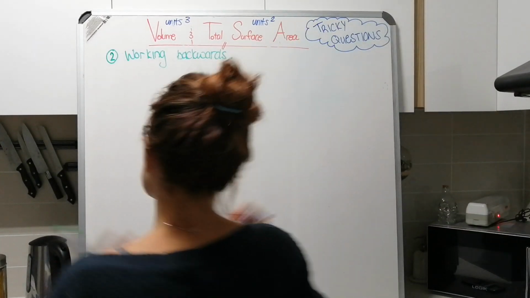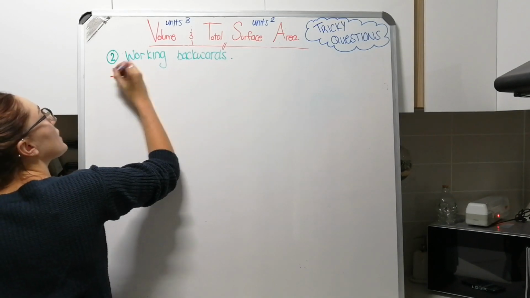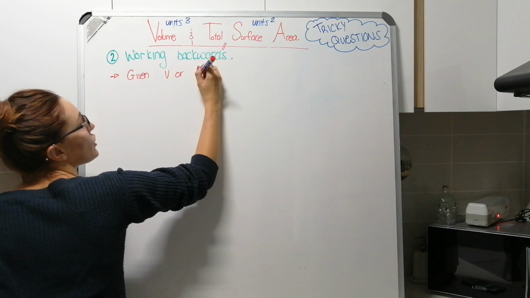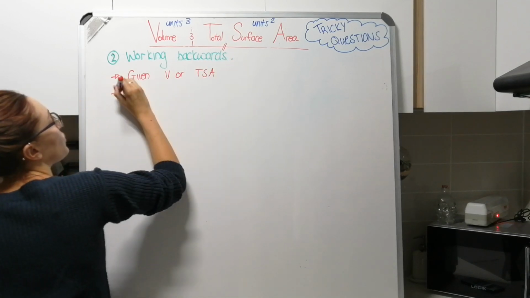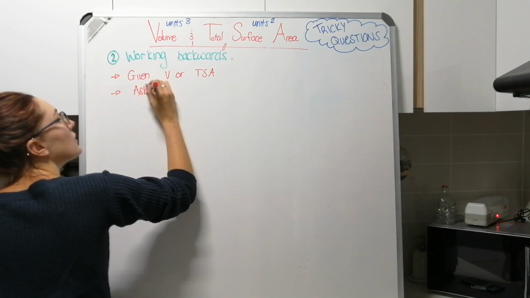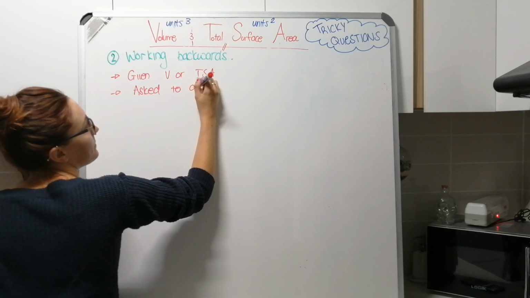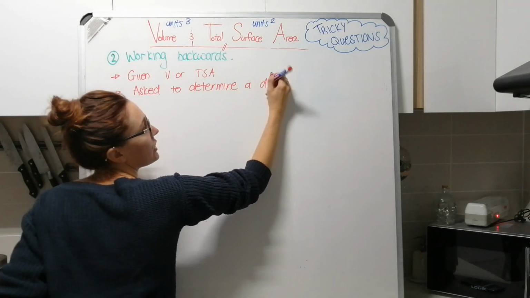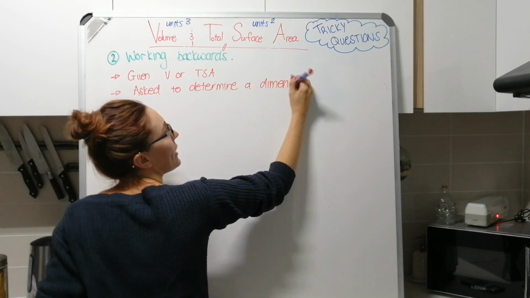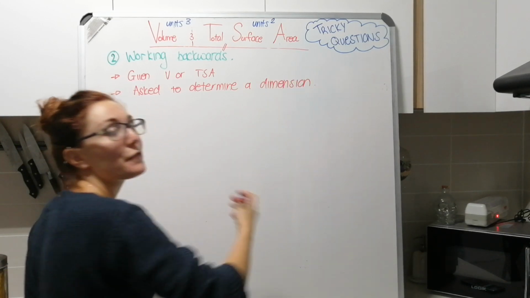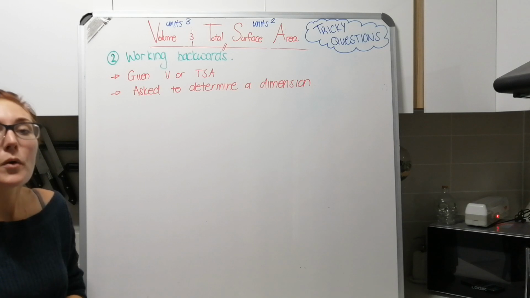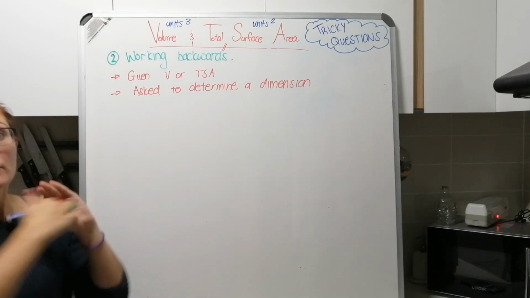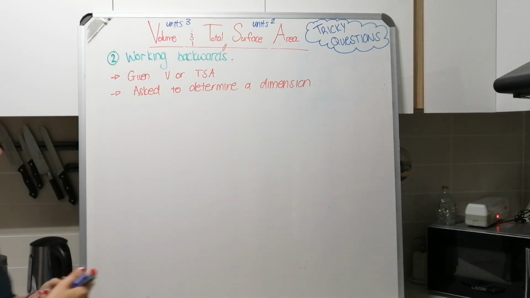So firstly, what actually is it? It's when you are given the volume or the total surface area, and you are asked to determine a dimension. So what I mean by a dimension is they might ask you, what's the radius of the base of this cylinder? Or what's the length of the side of this rectangle that is the base of a rectangular prism? Okay, something like that.